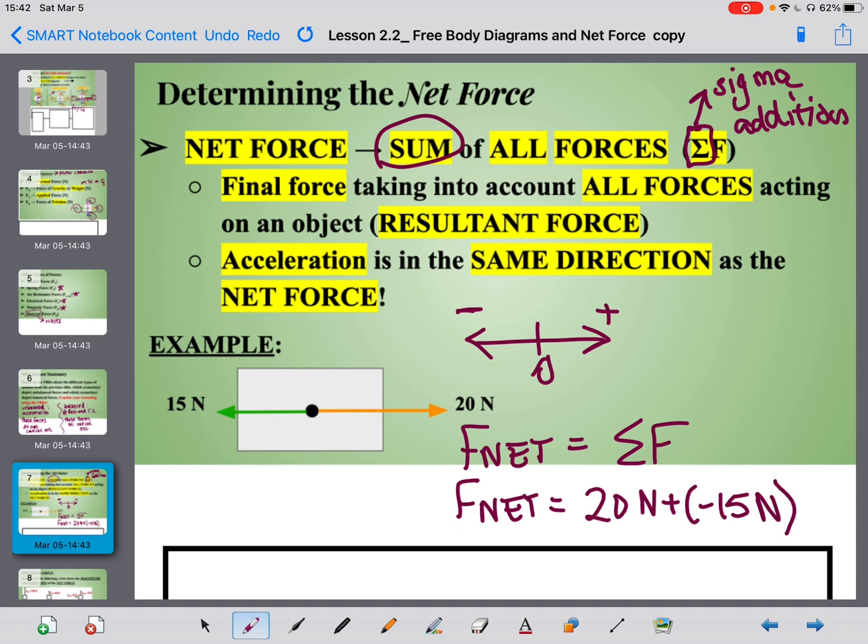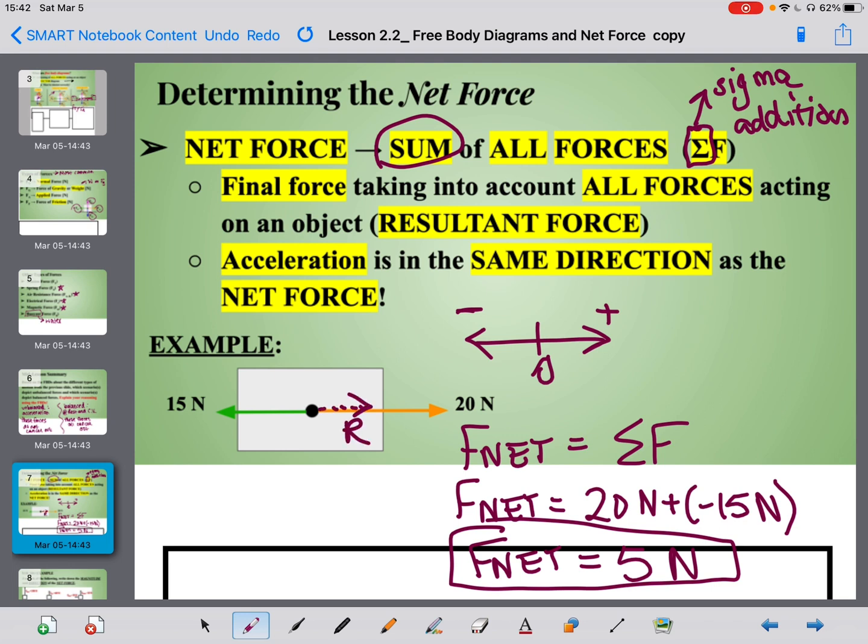Why do we do this? Why do we put that minus sign there? Because we are saying that the 15 newtons is pointing in a negative direction. So therefore, when we do the math, we should see that we end up with a net force of 5 newtons. It is positive, meaning that I have a little bit right here. This is my resultant. Because it is positive, we know it's moving towards the right.